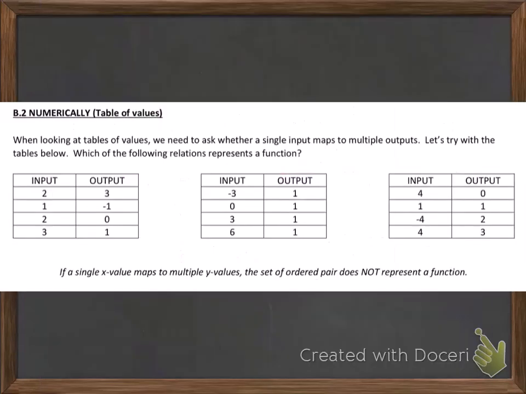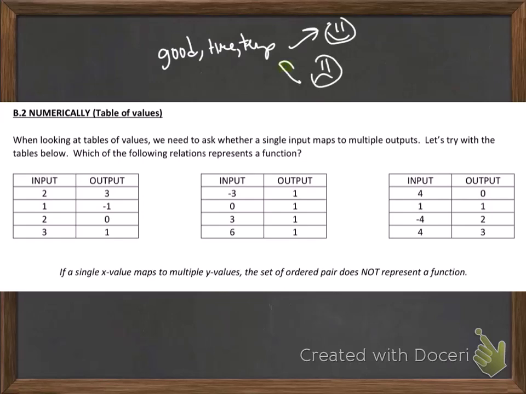Now let's consider numerically. When looking at tables of values, we need to ask whether a single input maps to multiple outputs. Let's remind ourselves about the example of the oven. We put in good cookie dough, we set the time and the temperature, but sometimes they come out good and sometimes they come out burnt. So what we cannot have is one x variable mapping to two different y variables. We cannot have that, okay? So let's see if we do in the first table. We have (2, 3), (1, negative 1), (2, 0), and (3, 1).